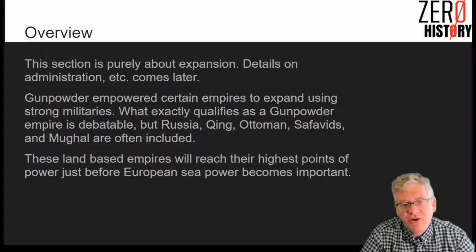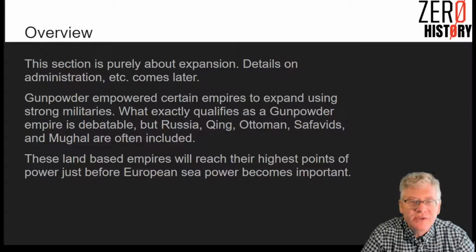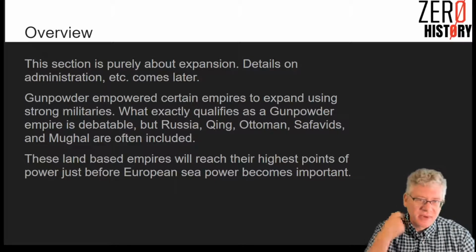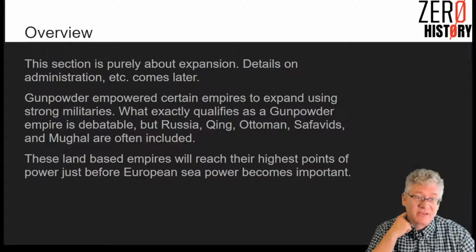One thing that's kind of weird here is what exactly qualifies as a gunpowder empire. You will see a wide variety of empires here, anything from just the Muslim gunpowder empires, so for example, the Safavids, the Ottomans, the Mughal.